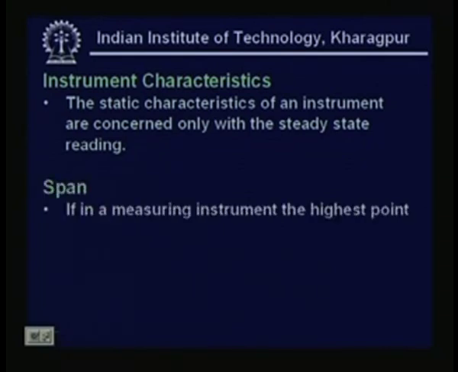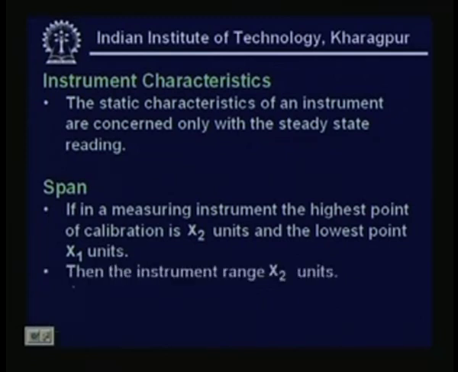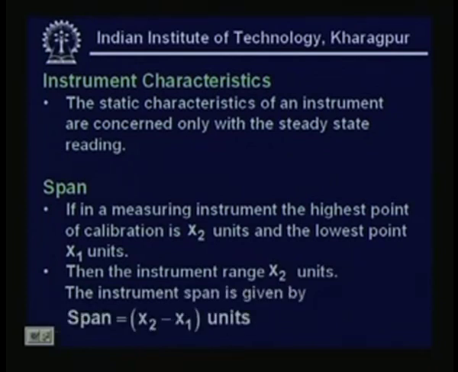Now if in a measuring instrument the highest point of calibration is x2 units and the lowest point of calibration is x1 units, then the instrument range is x2 units and the instrument span is x2 minus x1 units. It is very simple. Suppose I have a temperature sensor which can measure 5 degree centigrade to 200 degree centigrade. In that case, the range is 200 degree centigrade and the span is 195 degree centigrade.